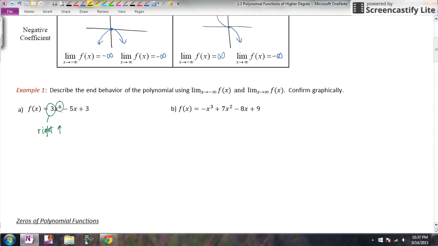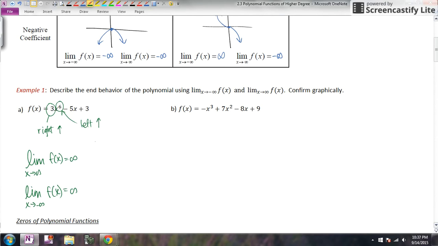Now this exponent will tell me what the left side does. And if it's even, it copies. And if it's odd, it does the opposite. So the left side copies. So the left side also goes up. So how do I write that? The limit as x goes to infinity, that says right side, then the function goes up, and then the limit as x goes to negative infinity, the left side, the function goes up because they both went up.